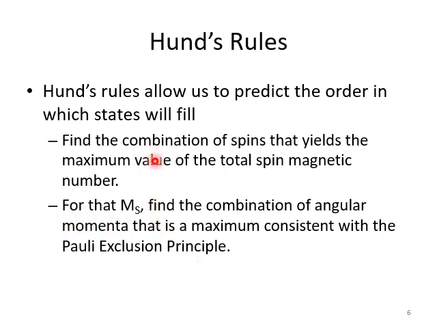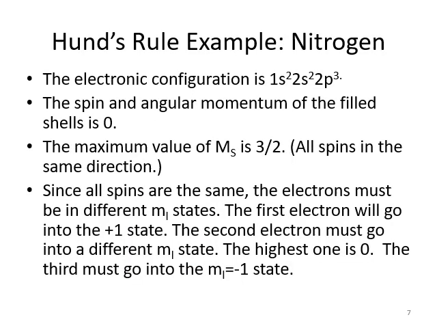So now we put the electrons into the state that yields the maximum value for the total spin, and then for that value of the total spin, we find the combination of angular momenta that is a maximum consistent with the Pauli exclusion principle. That is, I have to have an antisymmetric total state, and so we'll have to pay attention to what angular momentum we put the electrons into.